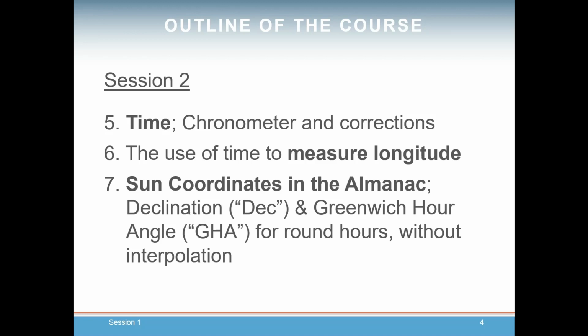Then we'll cover the sun coordinates in the almanac, both the declination and Greenwich hour angle for round hours without interpolation. Round hours is Dominique's phrase for what we might call whole numbered hours or whole hours. So that would be like 8 o'clock, 9 o'clock, 10 o'clock.